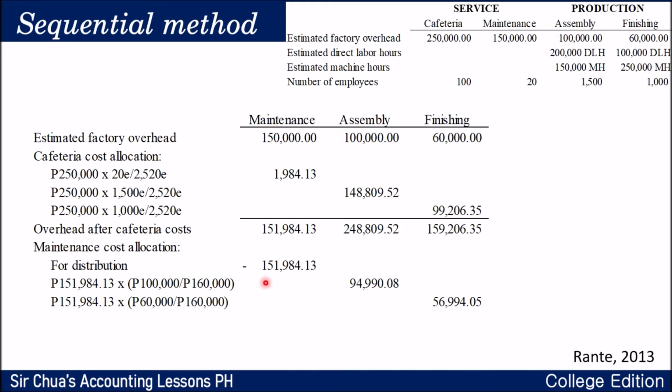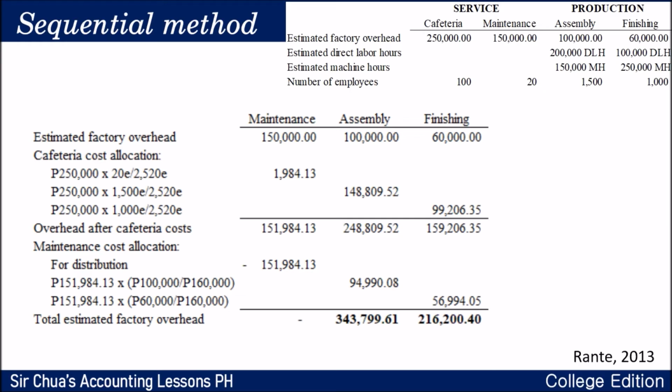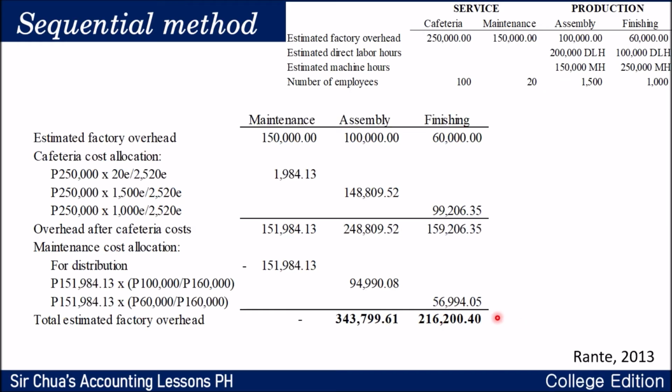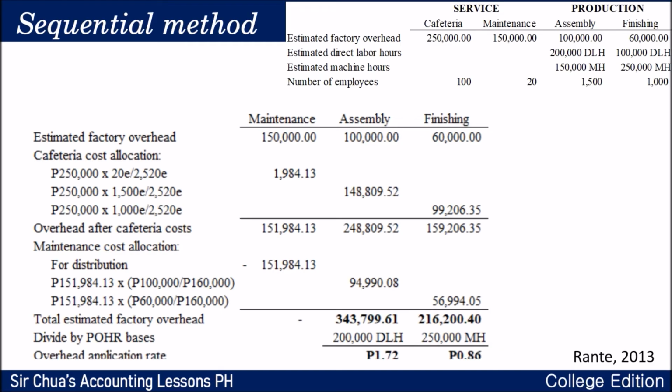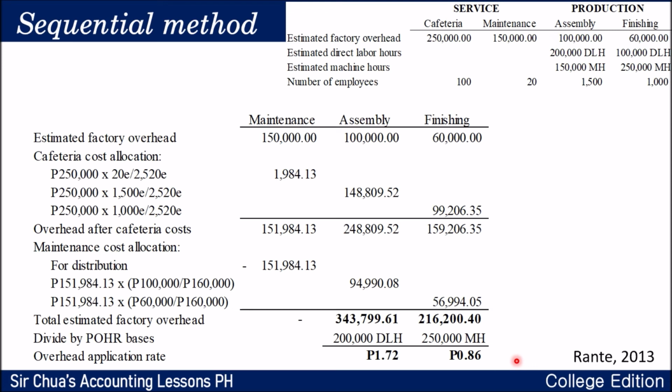Yung 151,984.13. So, coming from that po, i-add nyo lang po uli lahat ng na-allocate sa assembly at sa finishing and you will get your total estimated factory overhead. Dating gawi po, you can divide it by your predetermined overhead rate base, which is your direct labor hours, and your machine hours. And this is your predetermined overhead application rate. 1 peso and 72 centavos for assembly and 86 centavos for finishing. And that is what we call sequential method.